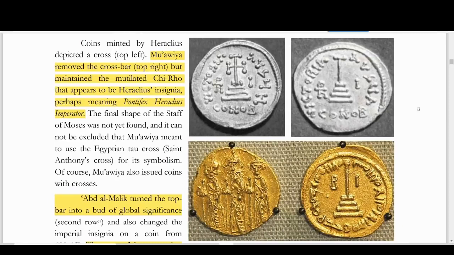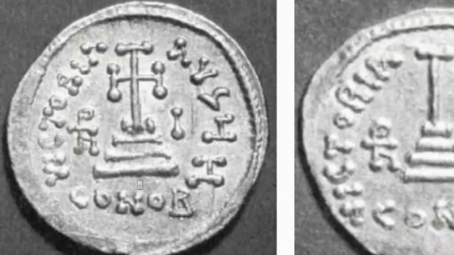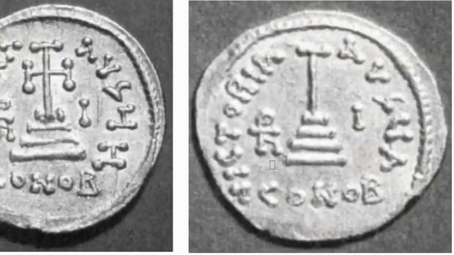Okay, so he says here that Muawiyah removed the crossbar top right, as you can see in the picture, but maintained the mutilated chiro that appears to be Heraclius's insignia, perhaps meaning Pontifex Heraclius Imperator. Okay, so you can probably see it here if I bring the cursor over here, just here. It's kind of like an H there for the Heraclius, perhaps. Now he refers to this shape here as the shape of the staff of Moses.